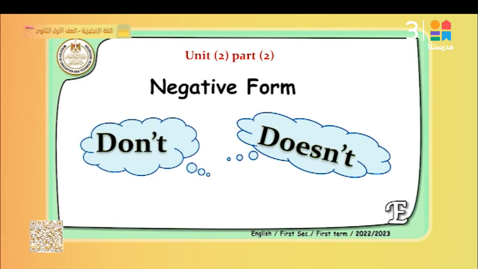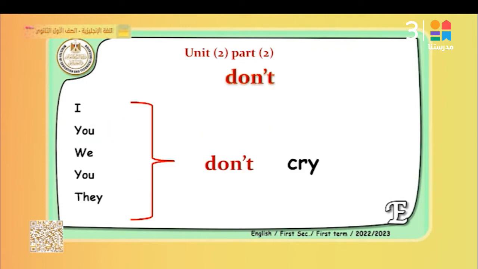In the negative form, we use don't or doesn't. We also use, in the negative, with the pronouns I, you, we, they, don't. So we use don't. For example, we can say, I don't cry.